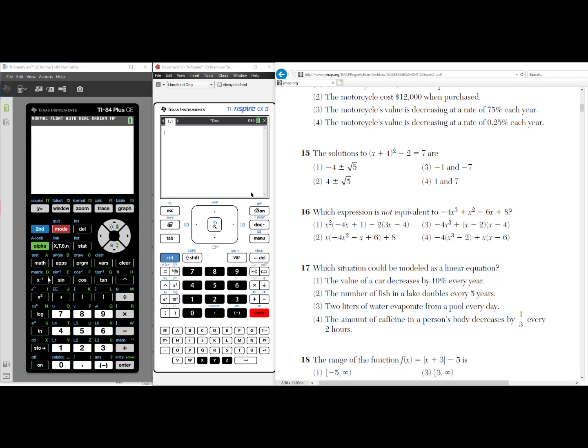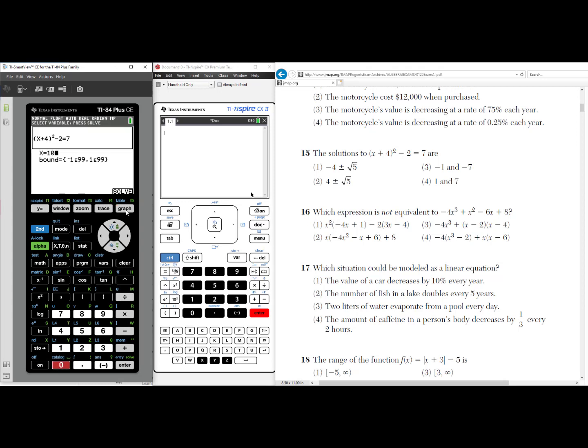Question 15 on the January 2020 Algebra Regents exam: the solutions to the quantity x plus 4 squared minus 2 equals 7 are... For the TI-84 Plus family, I would use the solver tool. I would type in, open parentheses, x plus 4, close parentheses, squared minus 2, and in expression 2, I would type in 7. I'd press graph associated with OK, and then I would put in a guess.